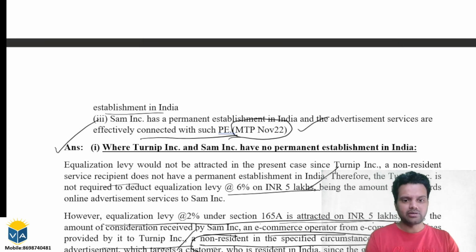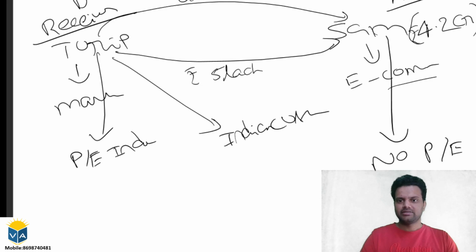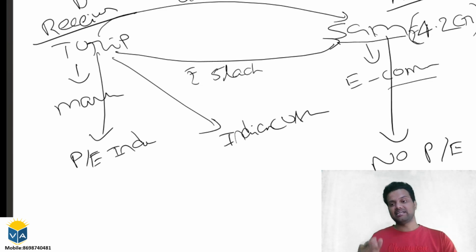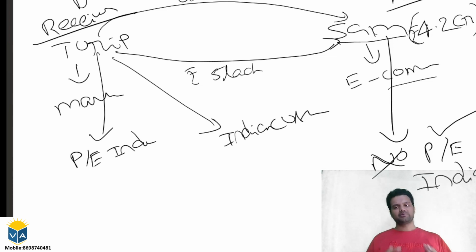Now, point number three, question number three. What is question number three? SAM INC has a PE in India and the advertisement services are effectively connected with such PE. Again, another interesting point here. SAM, who is a service provider, has a PE in India, and that particular service is also provided from the PE which exists in India. That means SAM has a PE in India and services are provided to Turnip from the PE which is situated in India. Now, the service provider is sitting in India, and services are provided from India only. In this particular case, which section is applicable? Section 165 or section 165A?